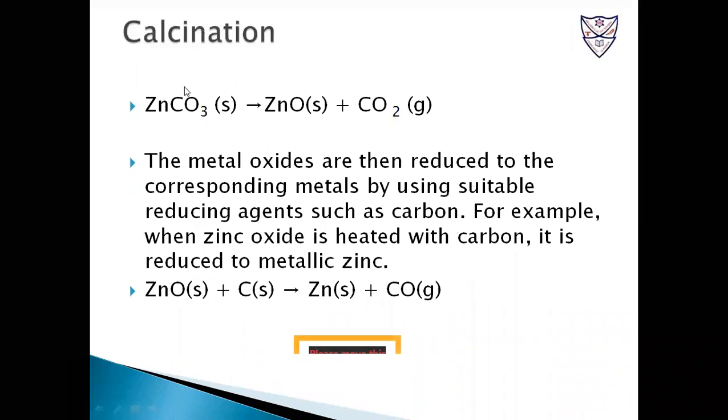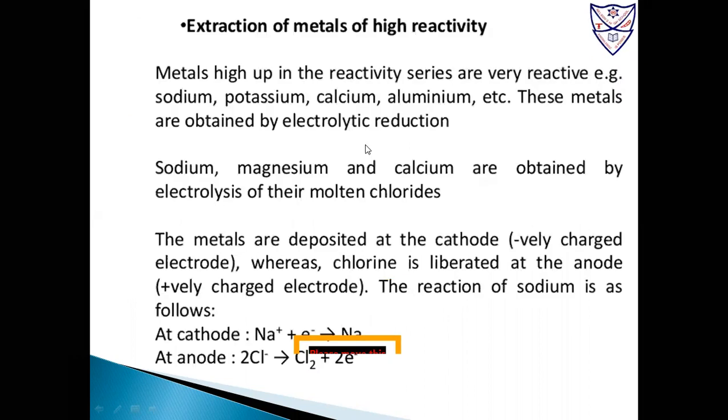Now calcination. So calcination is for which ore? Carbonate ore. Zinc carbonate, on heating, gives zinc oxide and carbon dioxide is released. And the second step is what? Zinc oxide plus carbon. When we apply carbon in solid form, carbon monoxide is released, and zinc you will get in pure form. This is the procedure. So metal oxides are then reduced to the corresponding metal by using a suitable reducing agent such as carbon. For example, when zinc oxide is heated with carbon, it reduces to metallic zinc, and carbon monoxide gas is released.